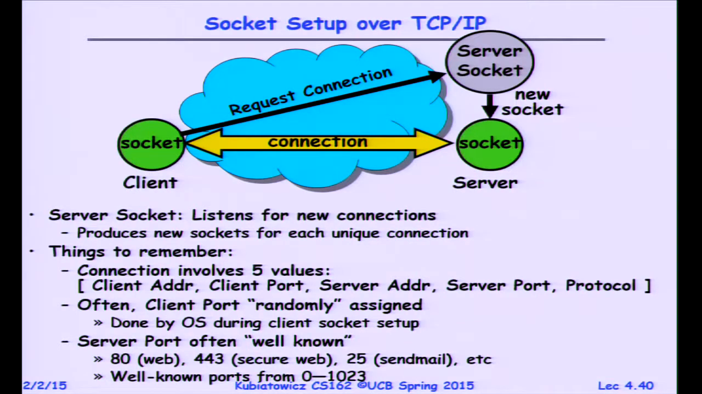Okay, and so the client-side ports are typically randomly generated from a well-defined set of values. And that's why this unique connection isn't screwed up. Okay, it's the 5-tuple.